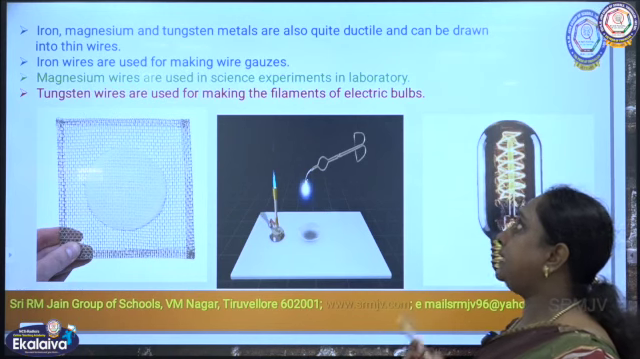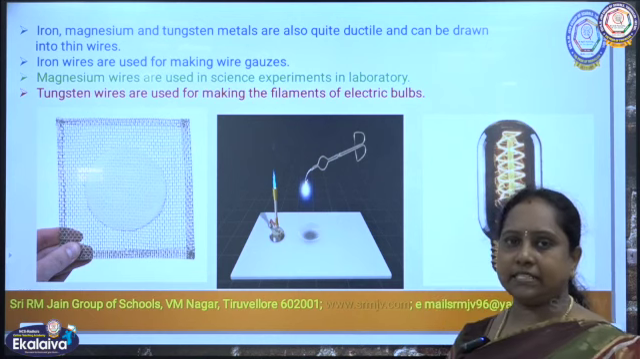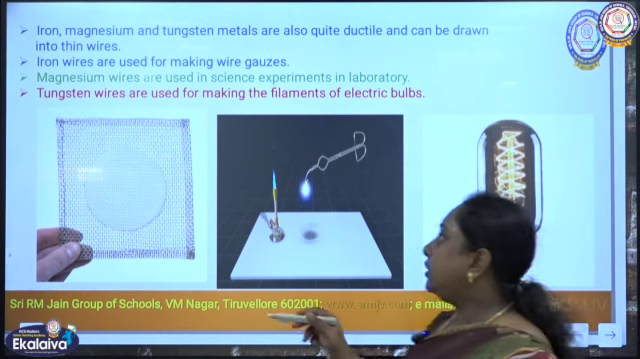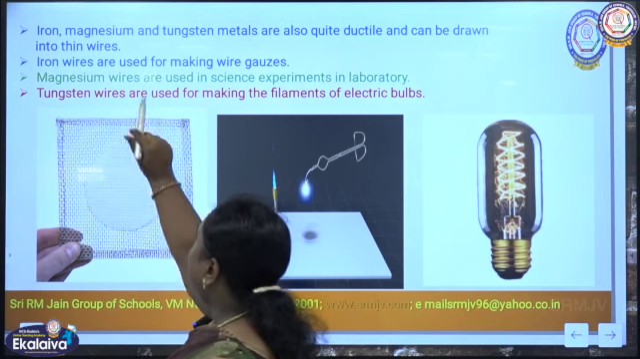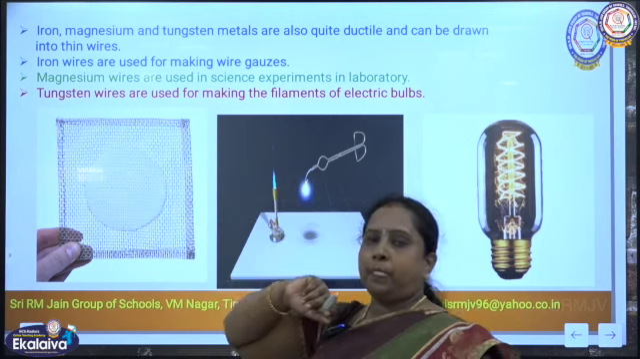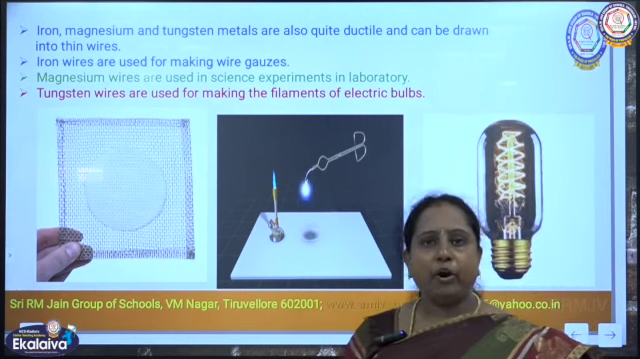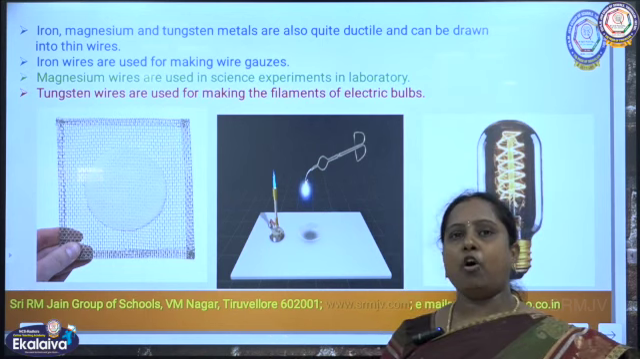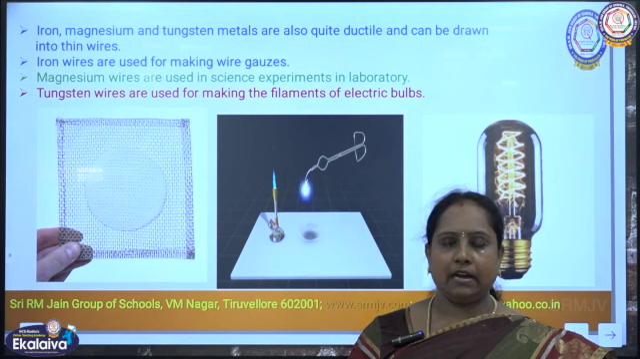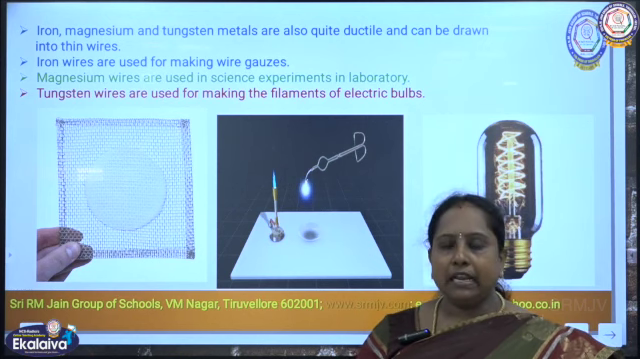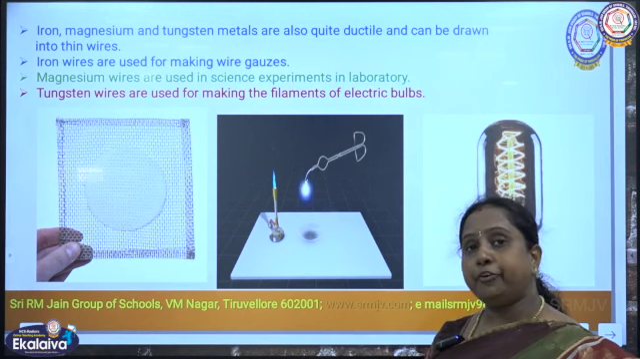Iron, magnesium and tungsten are the other metals, but they have less ductile capacity only. If you check magnesium, you could see the magnesium ribbon, which can be used in the laboratory for making magnesium oxide, because magnesium oxide is not a stable salt. So, it can be produced in the laboratory only.